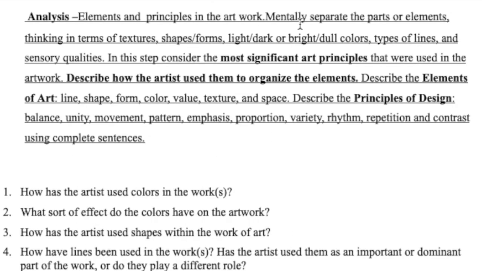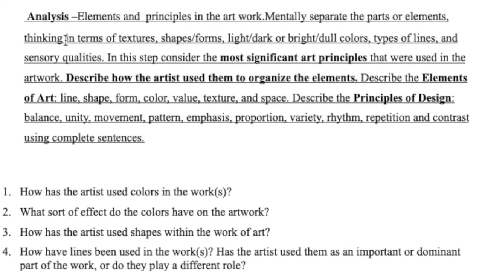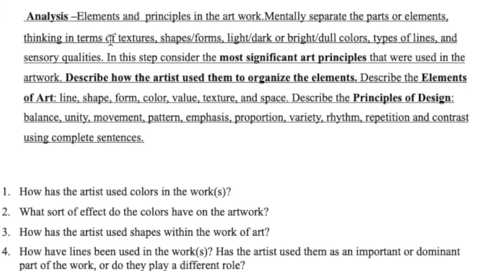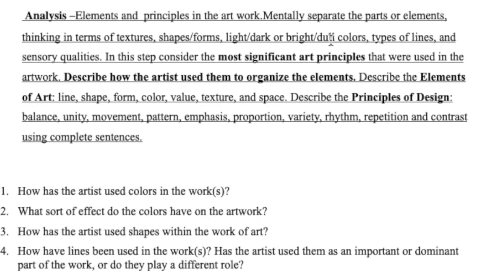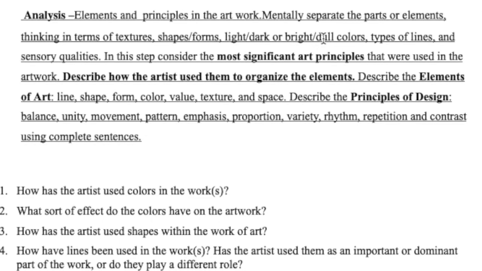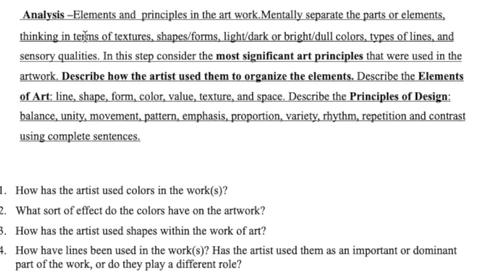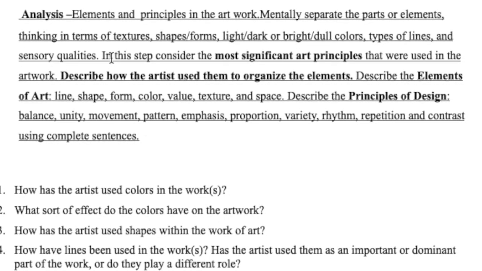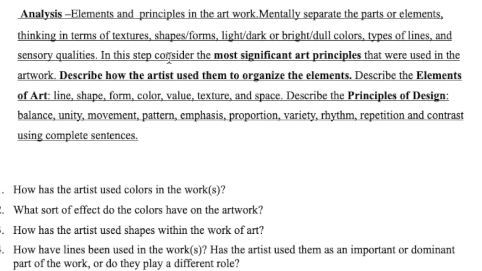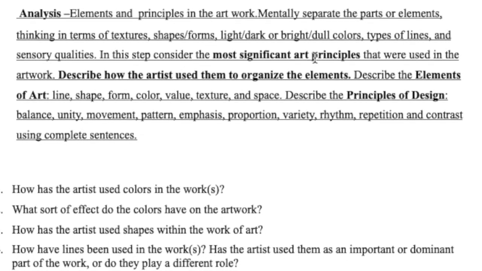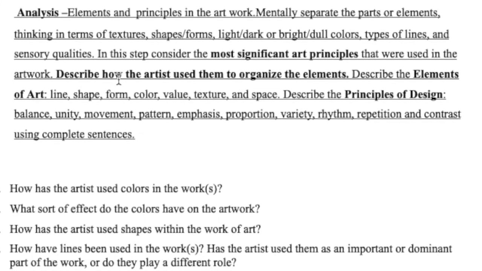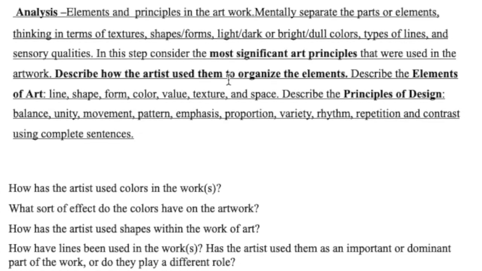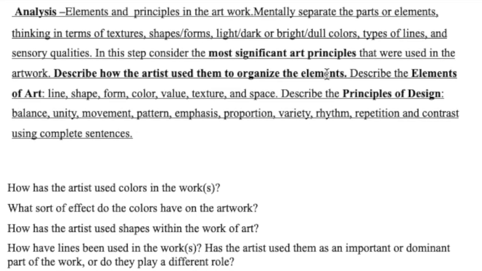Analysis. Elements and principles in the artwork. Mentally separate the parts or elements, thinking in terms of texture, shapes, forms, light, dark, or dull, bright colors, types of lines, and sensory qualities. In this step, consider the most significant art principles that were used in the artwork. Describe how the artist used them to organize the elements.